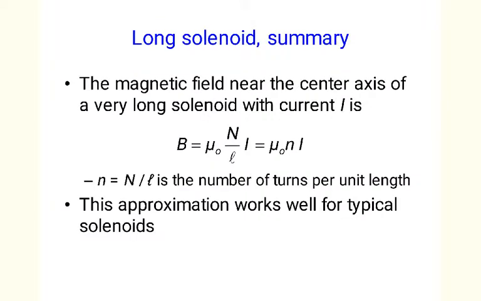To summarize, the magnetic field near the center axis of a very long solenoid with current I can be written in two ways, either as mu naught times capital N divided by L times I, where N is the total number of turns in the solenoid and L is the total length, or as mu naught times lowercase n times I, where n is the number of turns per unit length. This approximation works very well for professionally built solenoids.